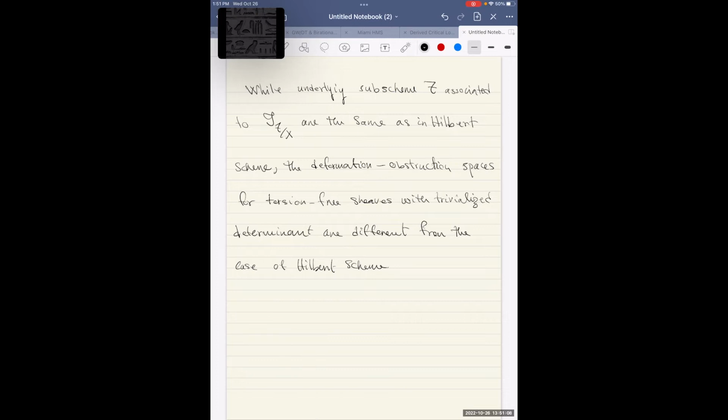Okay. So let us make an example. So here is an example. When the complex dimension of X is equal to 3.